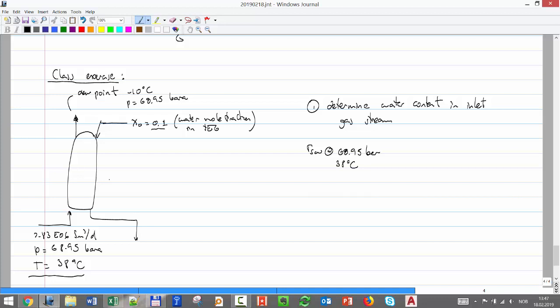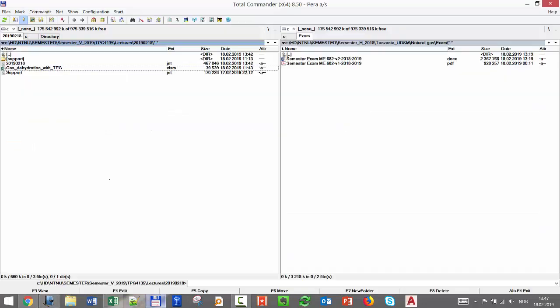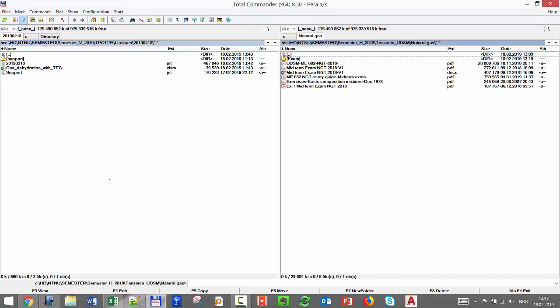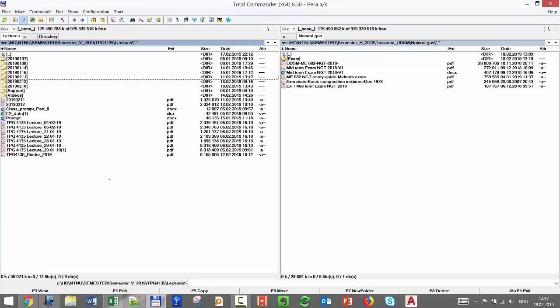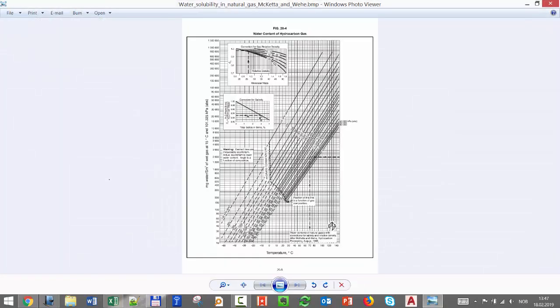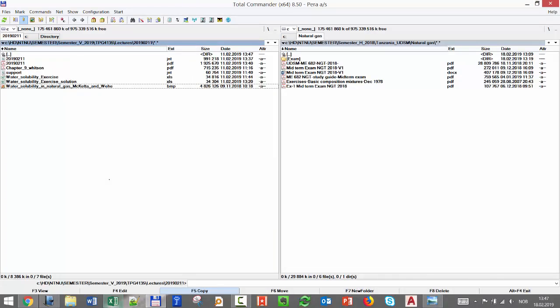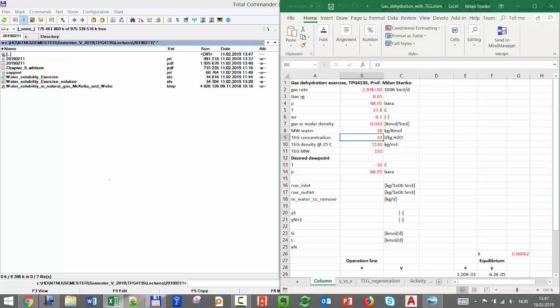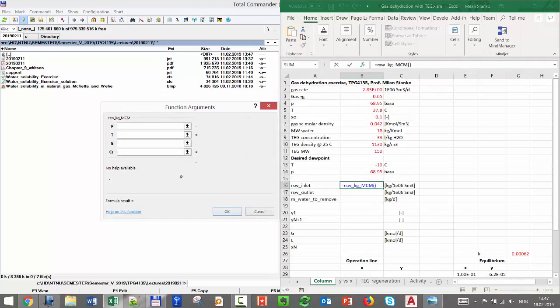For that we use either the chart that we covered last week. Remember this chart: we come with the temperature, we come with the pressure. Or we can use the equation that we have in BBA. So let's use the equation. That's the first step: RSW at the inlet. The equation gives RSW in kilograms per million, and it takes pressure and temperature.